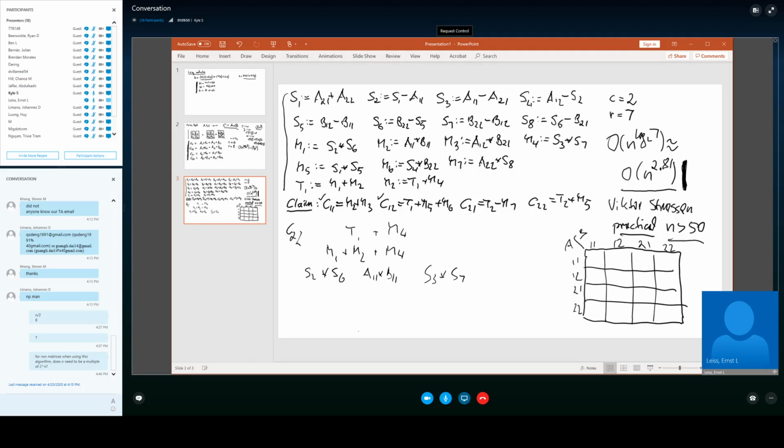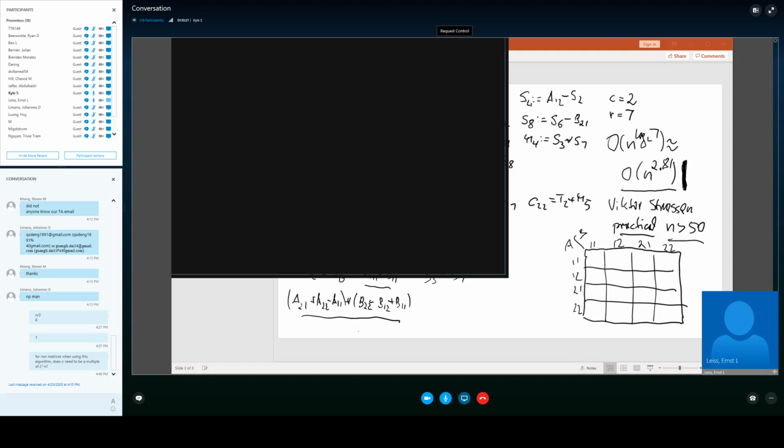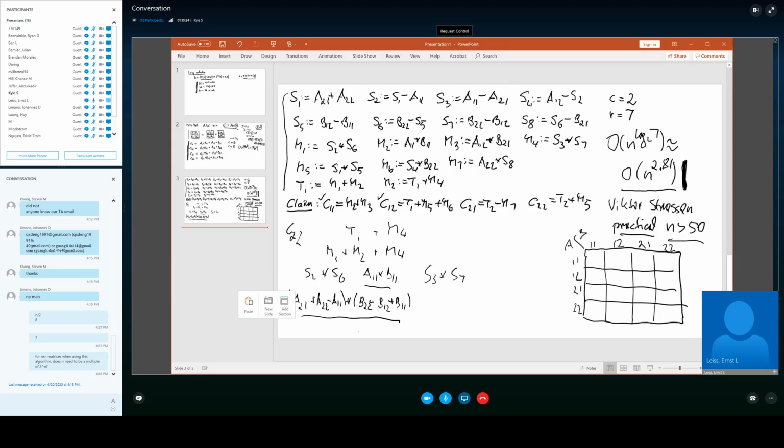Now S2 is S1 minus A11, so this is A21 plus A22 minus A11, so this is S2, times S6, which is B22 minus S5, which is B12 plus B11, because of the two minuses. So we have that, and then finally we have to do S3. S3 is A11.